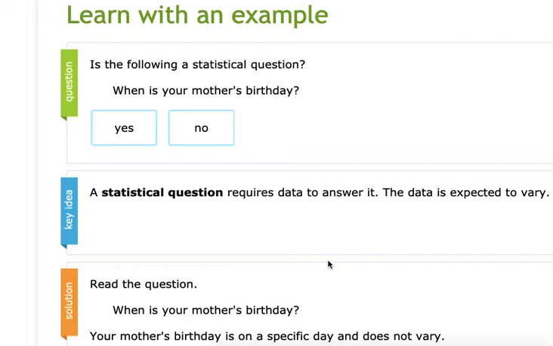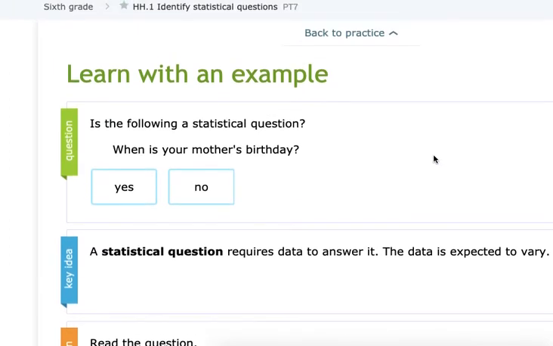Okay? So for a statistical question, you have to collect data. And there's not going to be an exact answer for it. That's one thing you want to remember. It's not going to be one exact answer. Whereas with a non-statistical question, you can think about it and say, hey, there's just an exact answer for that, or I just got to ask one person and they can answer that question. So that's the difference between a statistical and non-statistical question.